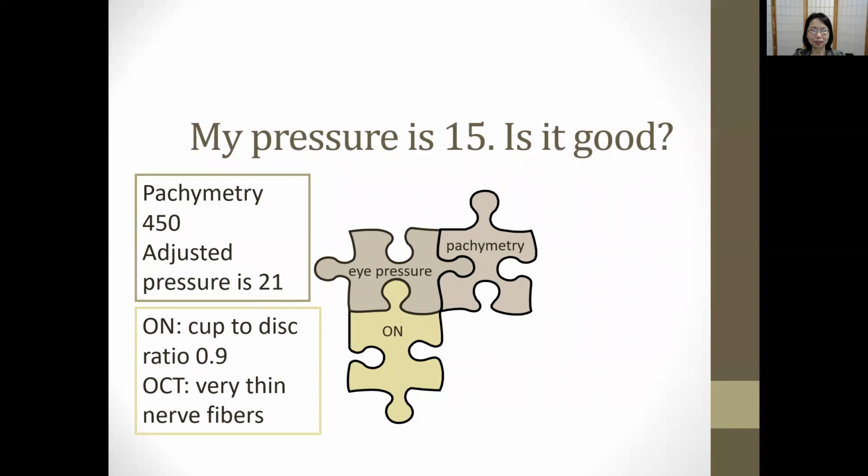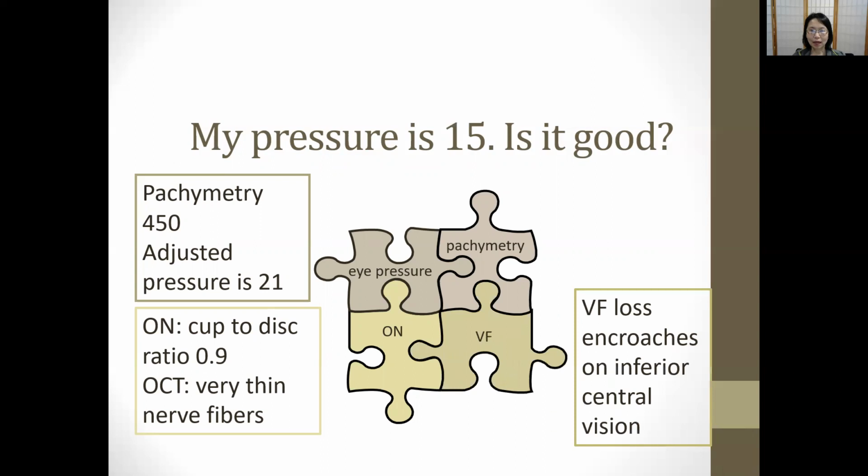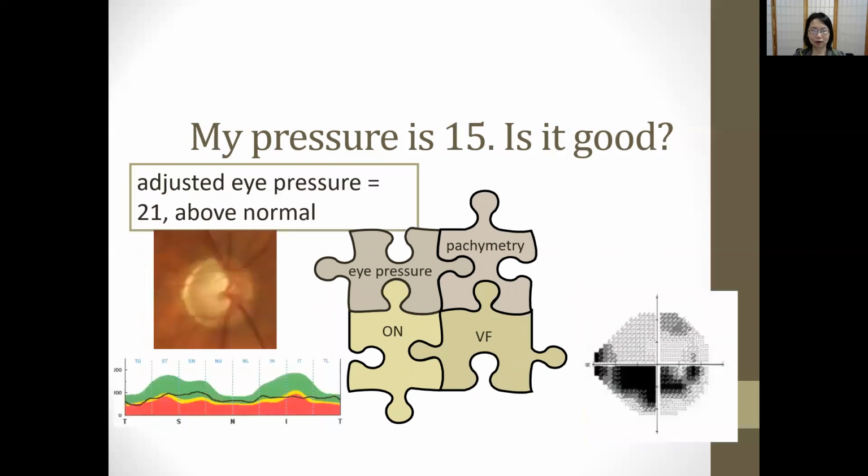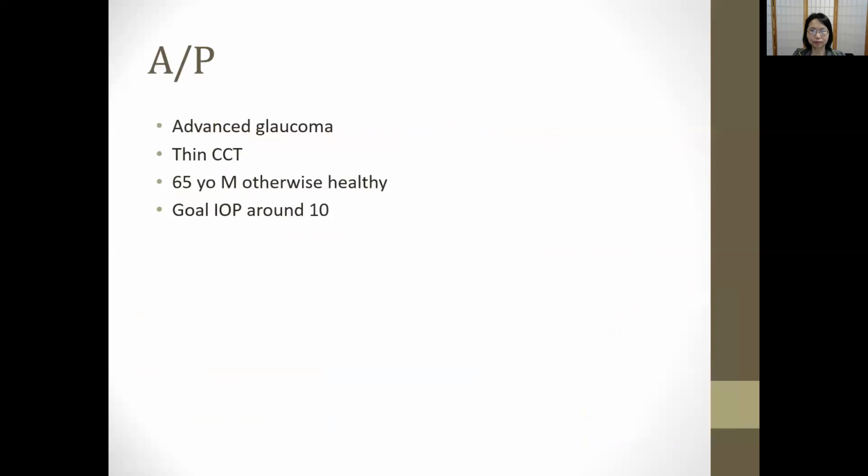Another piece of the puzzle is how the optic nerve looks, and this patient's eye has a cup to disc ratio of 0.9, and OCT showed a very thin nerve fiber layer, and the visual field loss showed a defect encroaching on the inferior central vision, or encroaching on inferior fixation. And here are the actual images: the optic nerve you see here, the RNFL, which shows thinning in both the superior and inferior poles, and the visual field with most of the inferior visual field already being quite affected.